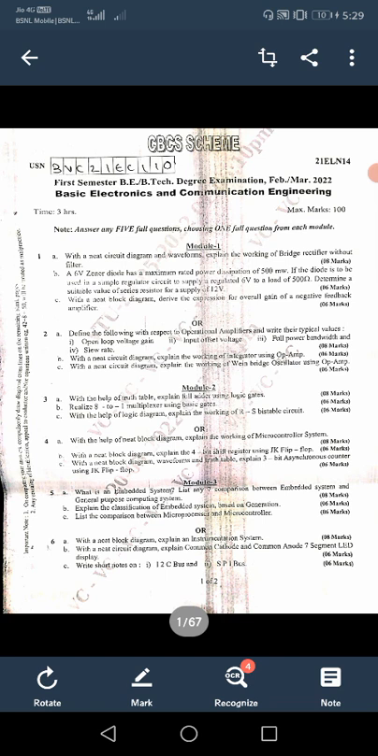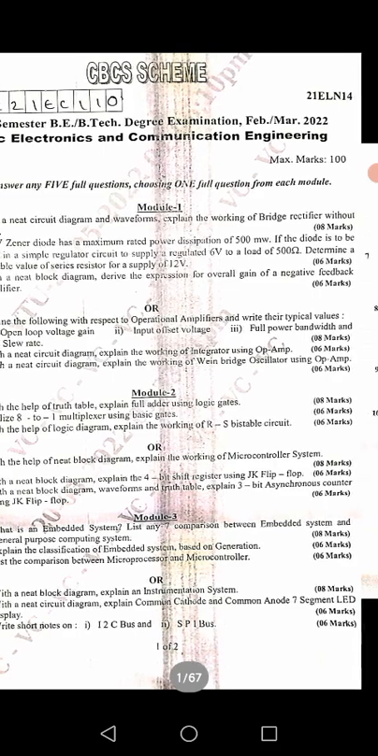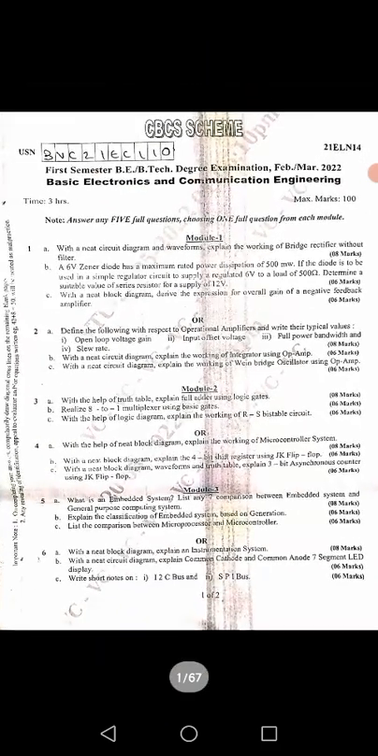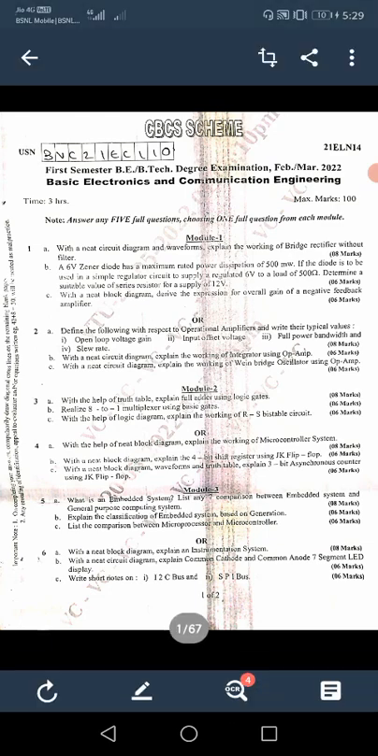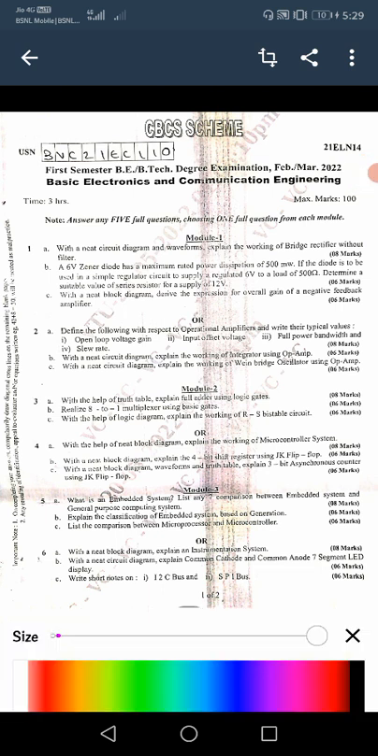Module 1, they have asked the first question, so you should write one question from each module, as you know. So we are going to discuss all now. The first question is: with a neat circuit diagram and waveform, explain the working of bridge rectifier without filter. Without filter they have asked now. So the question is very clear, and here we will divide this question now.